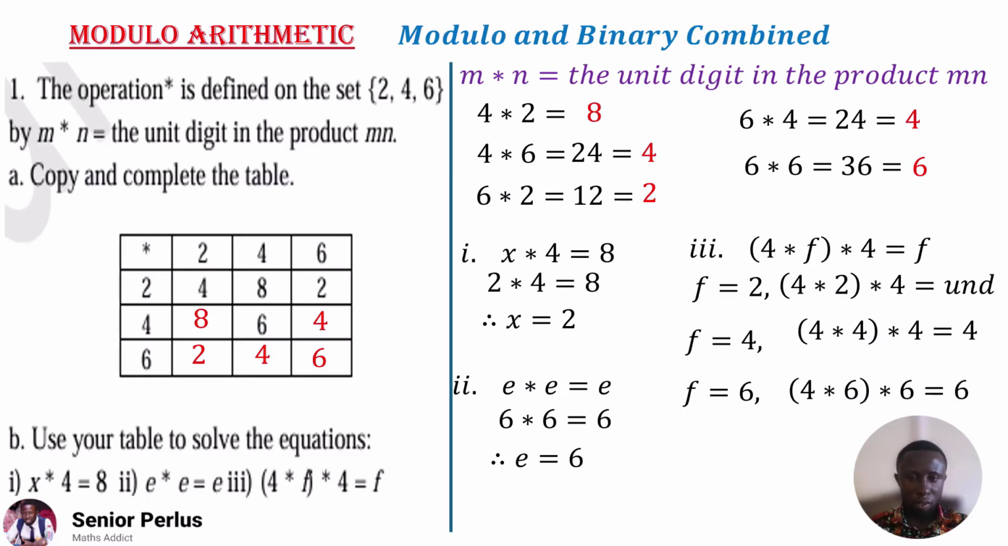So 4 star 6 is 4. Then 4 star 4 is 6. So therefore our F is 4 or 6.